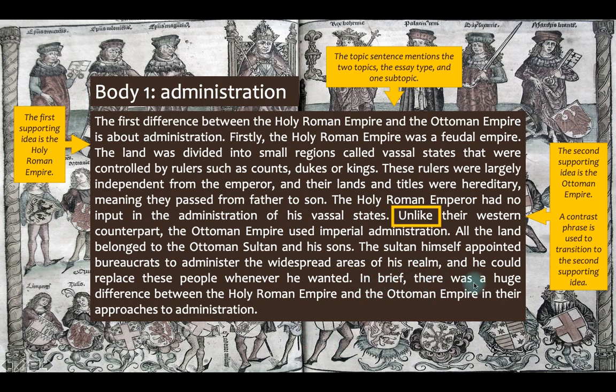Yes, I have put a conclusion sentence here at the end of the first body. This is not required. It is completely optional. It is used sometimes when you just want to remind your reader exactly what you're talking about, because we've gone into a lot of little details, and so we want to remind our reader that we are talking about administration.